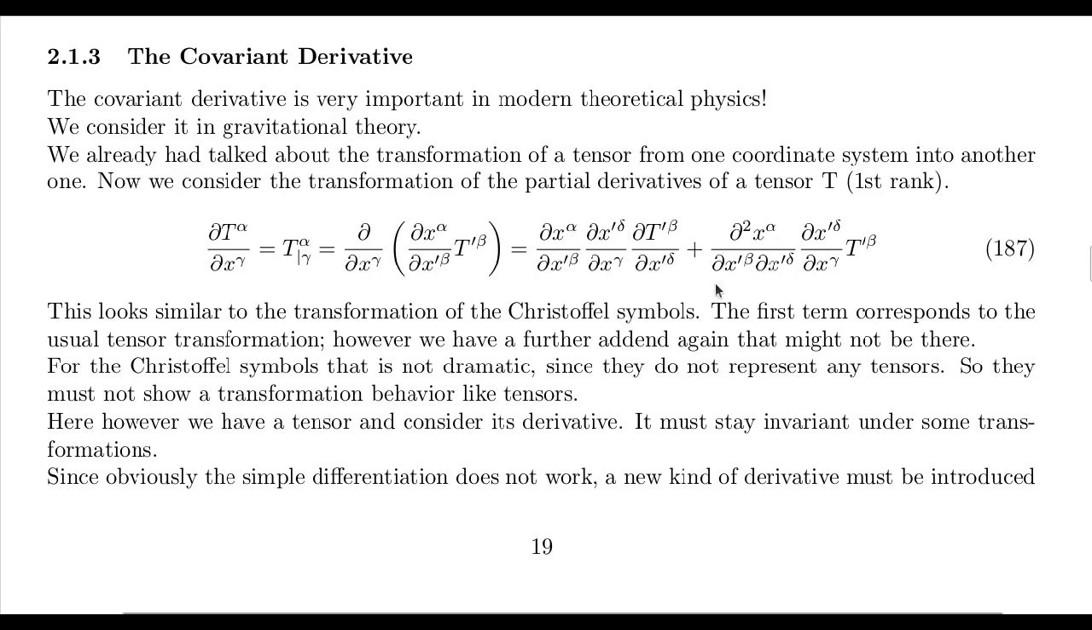But here now we have a problem. Christoffel symbols are not tensors, but here we have a tensor. And the derivatives of a tensor must transform like a tensor. That means we do not need such an additional term here. So, how can this problem be solved?